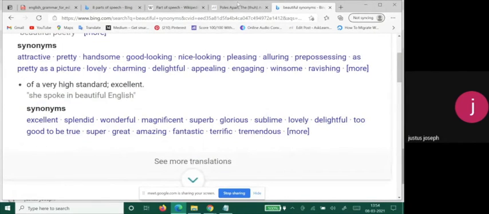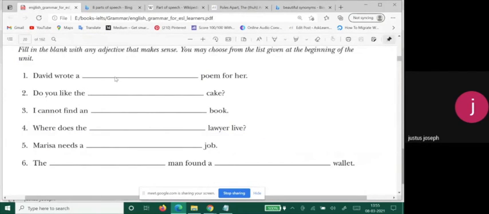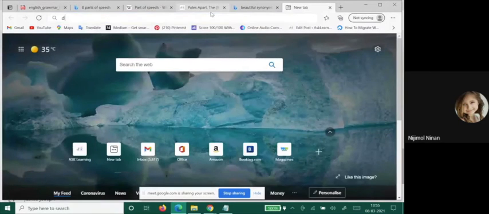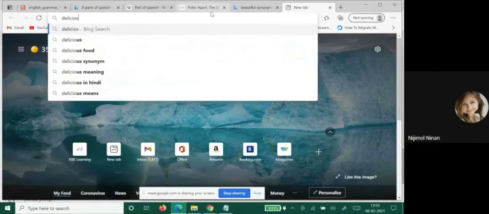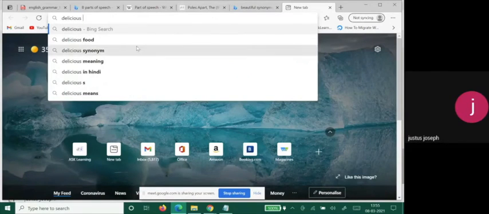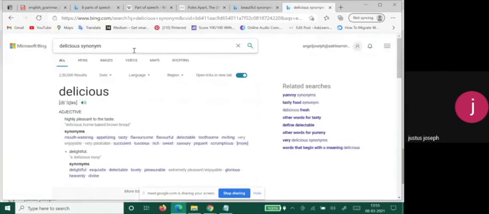Okay, so let's come back to our book. David wrote a dash poem for her. What kind of fascinating poem? A poem for her. Do you like the magnificent cake? Do you like the delicious cake? Right. That's the only word we all know.